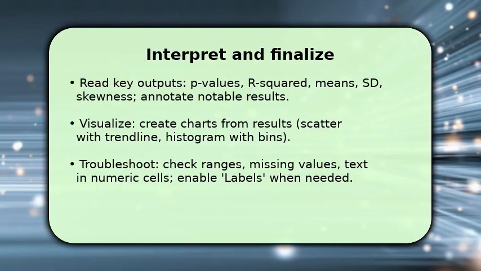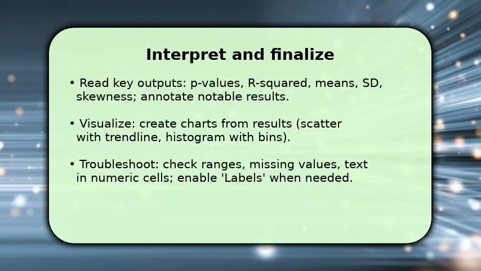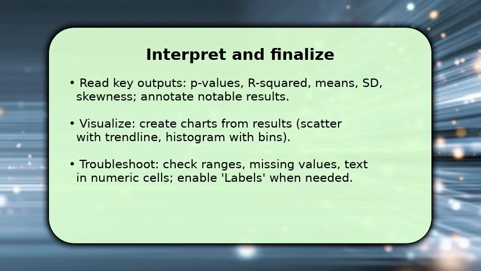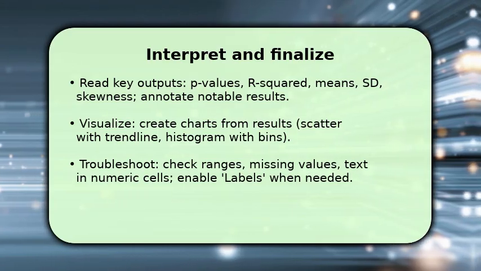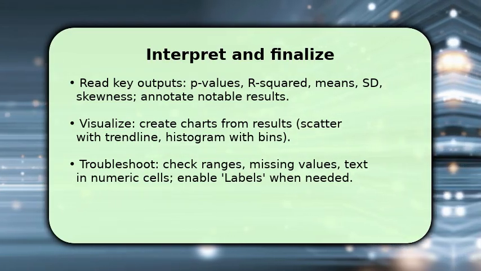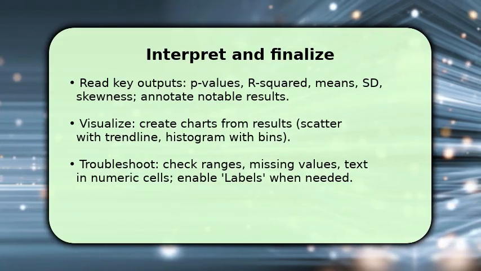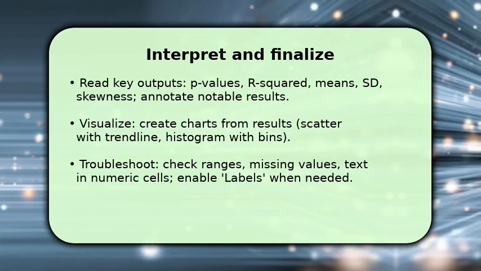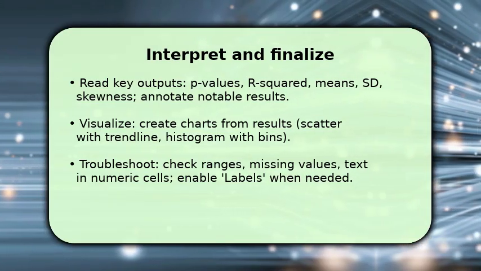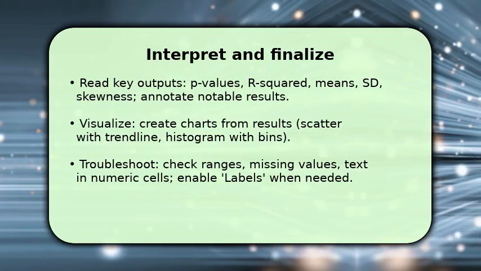You finish by interpreting numbers and creating visuals to communicate findings. Look for p-values under your alpha, meaningful R-squared, and large standardized residuals that flag issues. Add comments next to critical cells. Then make charts, scatter plots with trend lines for regressions, histograms for distributions, so patterns are visible at a glance.